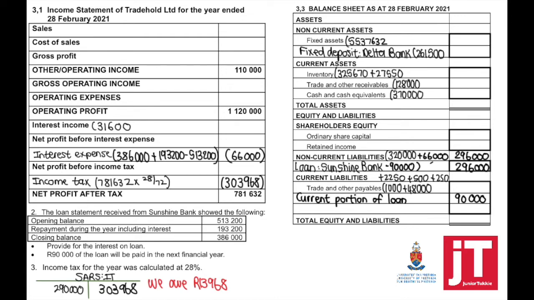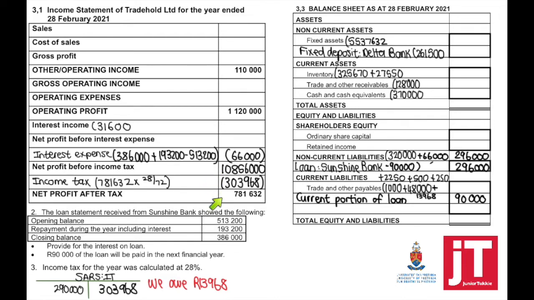Now, they haven't asked you to open the trade and other receivables or the trade and other payables. So it means that whatever your calculation is, if we owe SARS or if SARS owes us, it must appear on the face of your balance sheet and your calculation must be shown in brackets. If we owe SARS, it means it needs to go to your current liabilities plus 13,968.